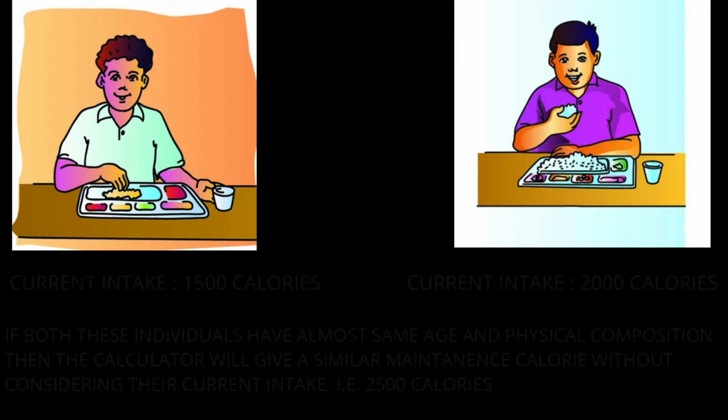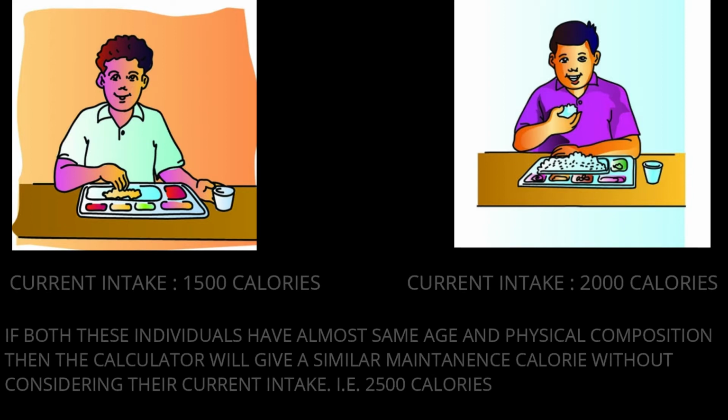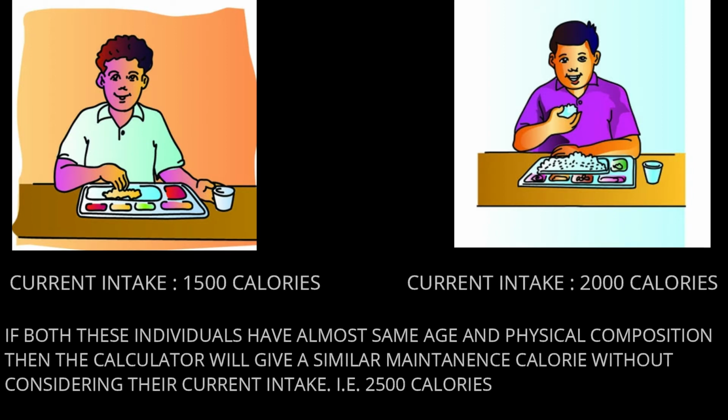So let's take an example of these two individuals here. Suppose that the current intake of the left individual is 1500 calories and the right one is 2000 calories. So if they have the same age and almost similar physical composition, then the calculator will give a similar maintenance calorie. Suppose that it gives us 2500 calories.